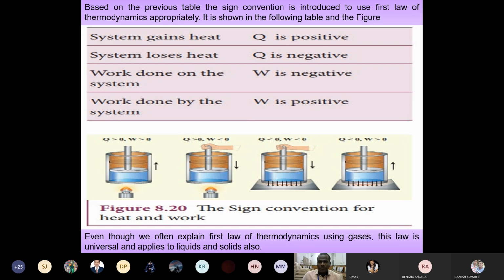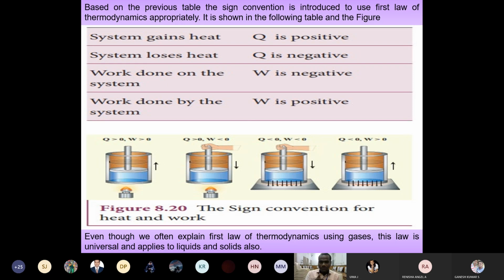Then work done by the system, so W is positive. So we can consider these figures. The sign convention for heat and work can be imagined from the following figures. Even though we often explain the first law of thermodynamics using gases, the first law is universal and applies to liquids and solids also. So in general, we will use the first law for gases. The figure shows you the sign conventions of heat and work.